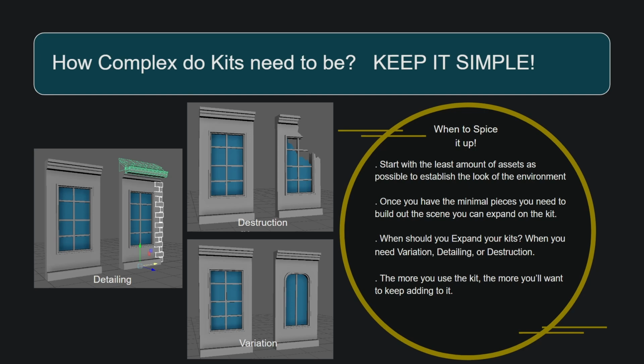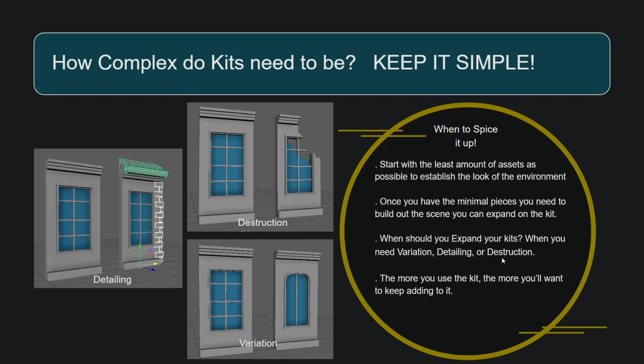Next up is one of the big things that I always get asked when I talk about kits: how much should I be adding and when should I be expanding? So I wrote down a couple different scenarios that I find very useful when expanding my kit. The first one being variation, right? Like when should we be making variants of stuff?